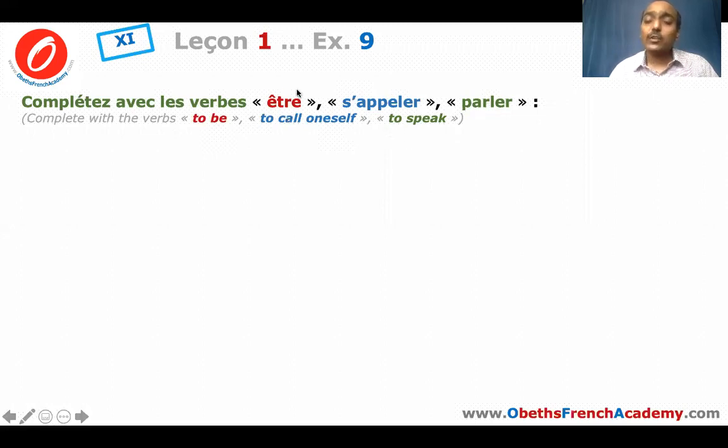And you also have to know what kind of verb this is. Être, it's an important irregular verb. S'appeler, it's a reflexive verb, or some people call it a pronominal verb. Parler, it's a regular ER verb. This verb ends with ER.